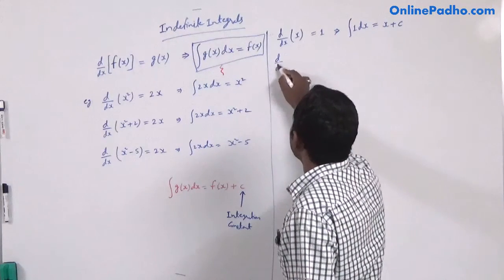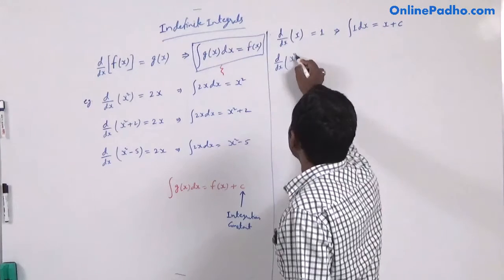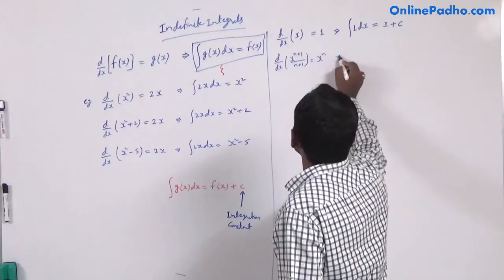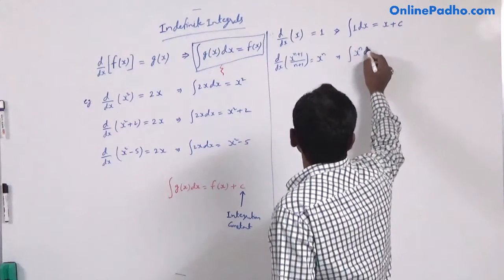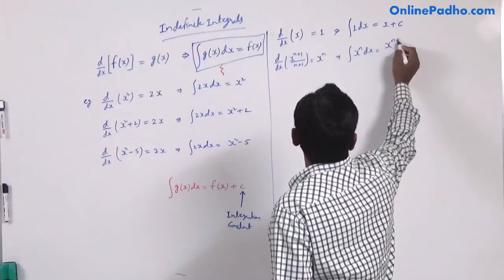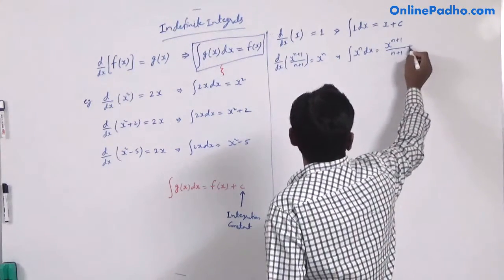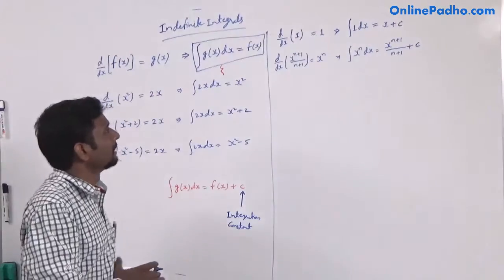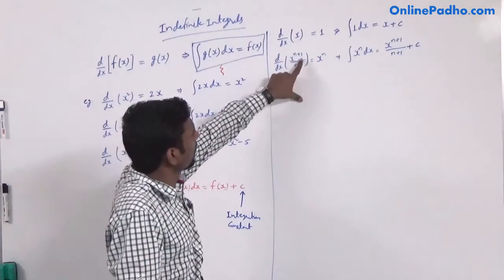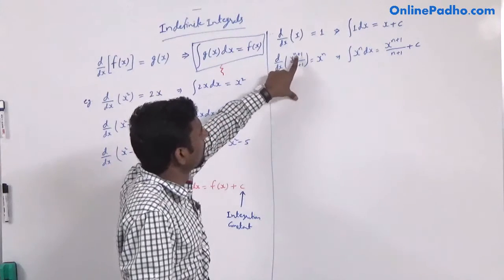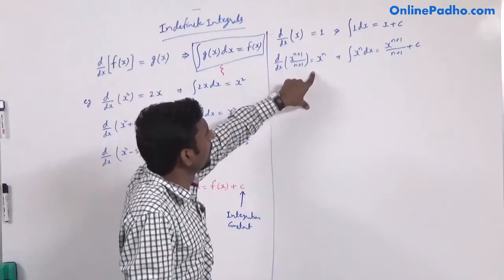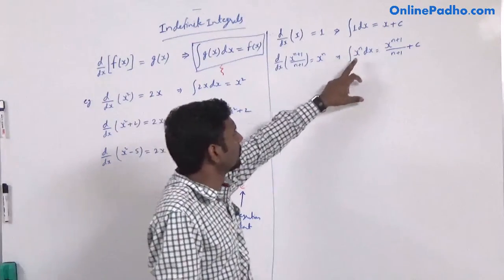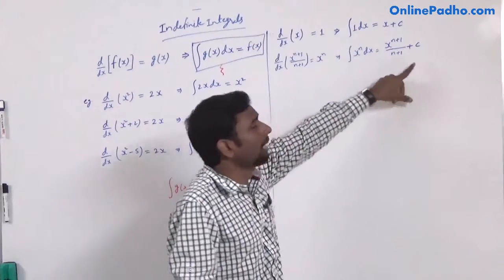If we differentiate the function x to the power n plus 1 by n plus 1, it becomes x to the power n. Therefore, the integration of x to the power n with respect to x can be written as x to the power n plus 1 by n plus 1 plus a constant. Small c is the integration constant here, right? If you differentiate this function, we can take 1 by n plus 1 outside, and the derivative of x to the power n plus 1 is n plus 1 into x to the power n. So n plus 1 cancels, and the derivative is x to the power n. So the integration of x to the power n is x to the power n plus 1 by n plus 1 plus c.